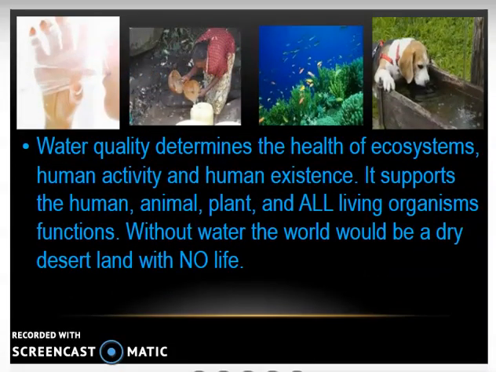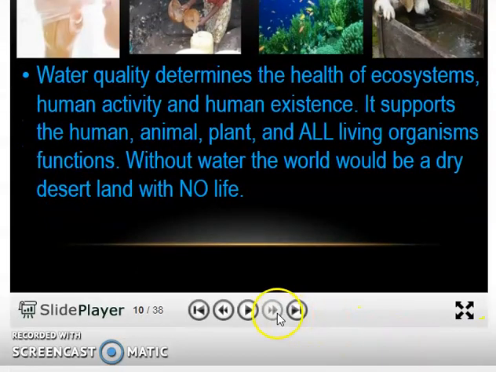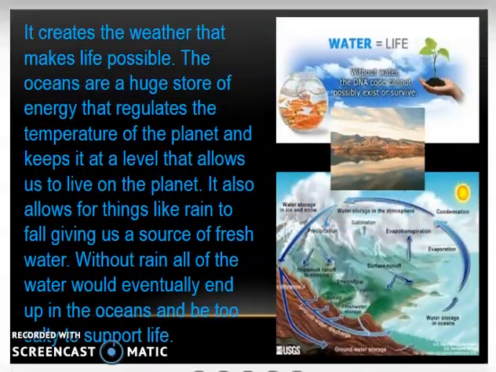So water quality determines the health of ecosystems, human activity, and human existence. It supports all of us. All living organisms need water. Without water, the world would be a dry desert land with no life. So this is an extremely important topic.